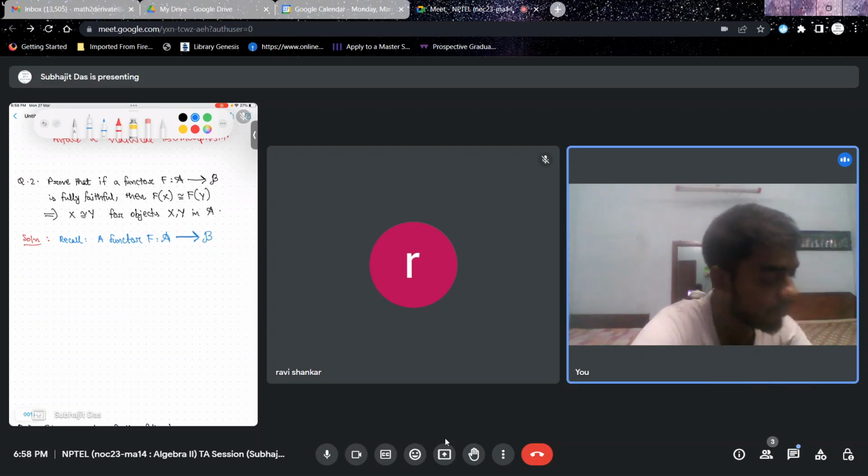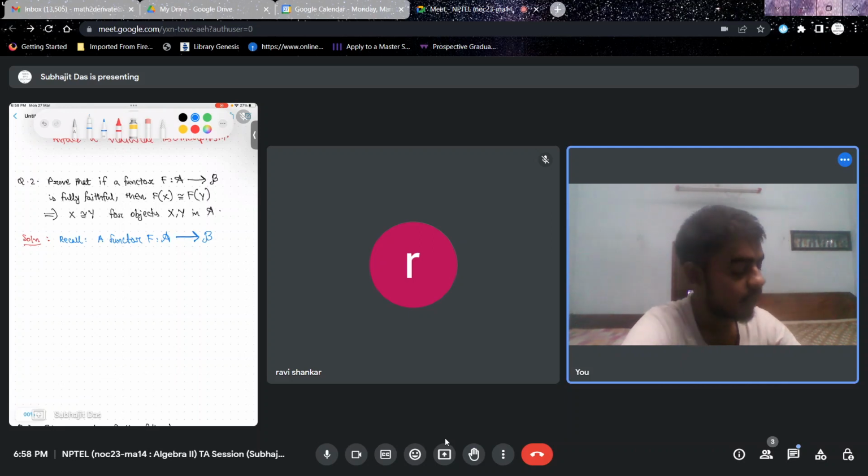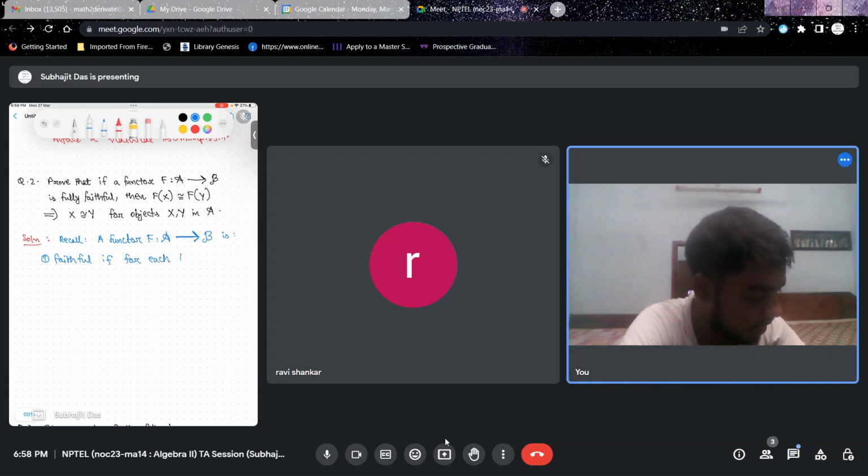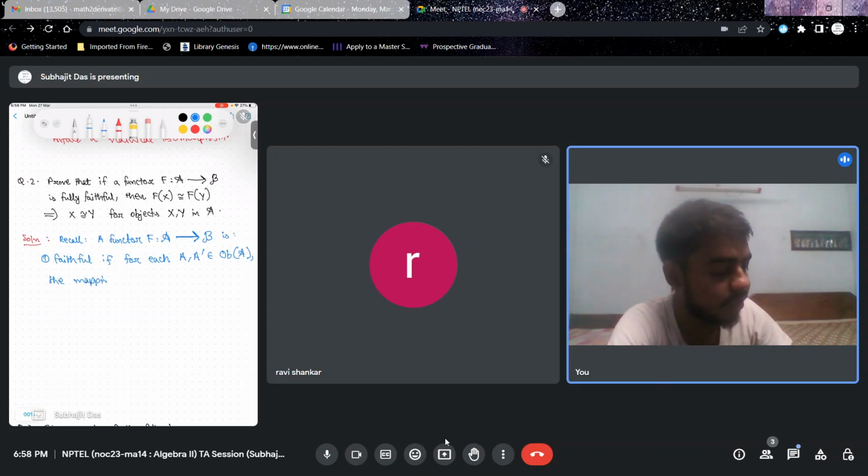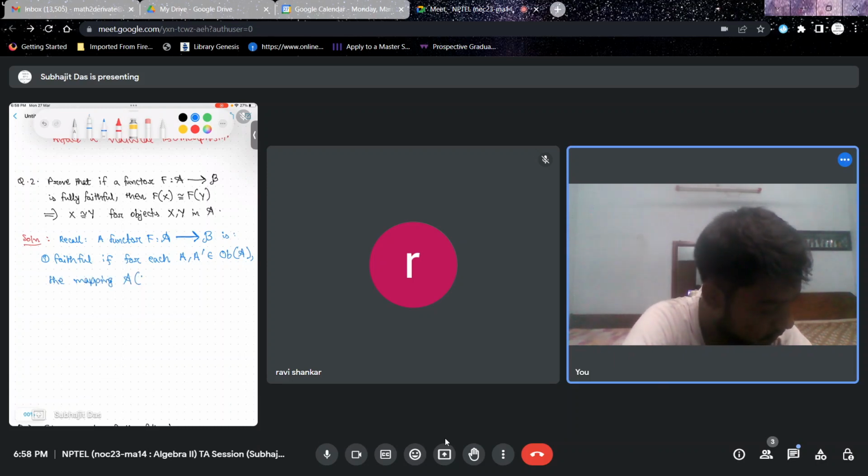So a functor F of a category A into a category B is, number one, faithful if the functor is locally injective. That is, if F is a functor from A into B, then for each pair of objects A and A prime in your domain category, you have a mapping of the Hom set script A from A to A prime into the Hom set script B from FA into FA prime, right?